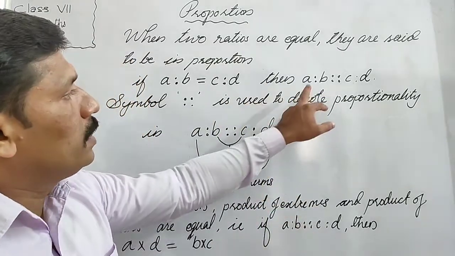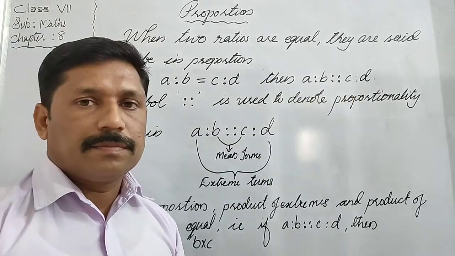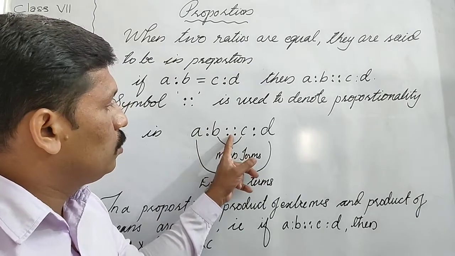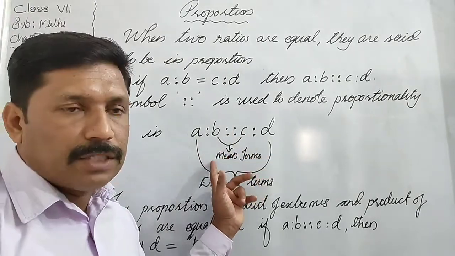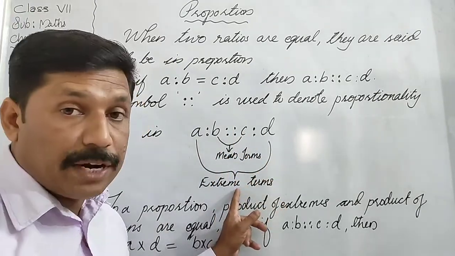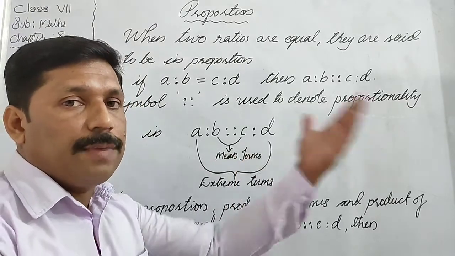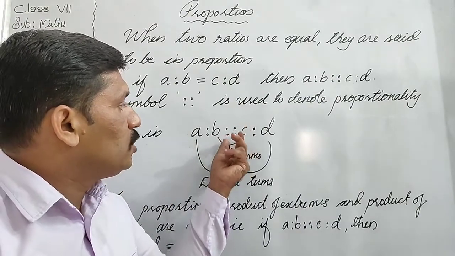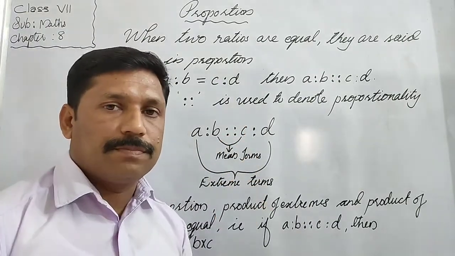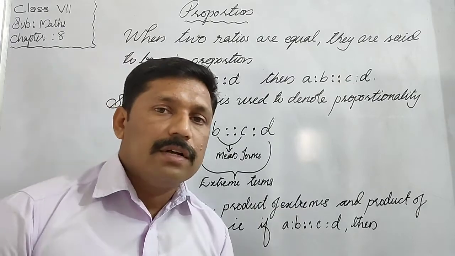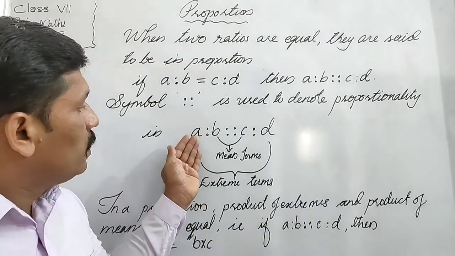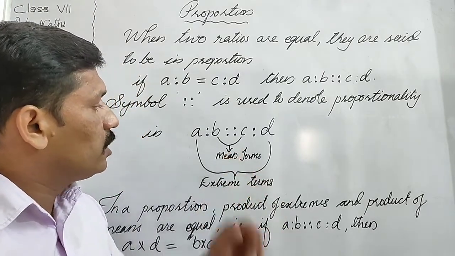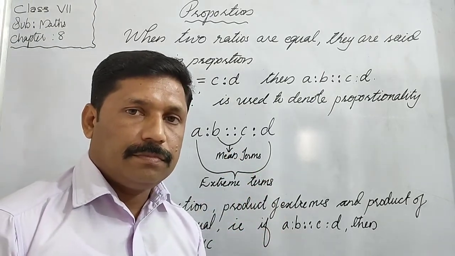So in a proportion, there are four quantities. Here, A is to B proportionate to C is to D. The first and last quantities are called extreme terms. Extreme means they are at the extreme ends, one is last, another is first. And the middle two terms are called the mean terms. So the first and last terms are called extreme terms, and the second and third terms are called the mean terms.